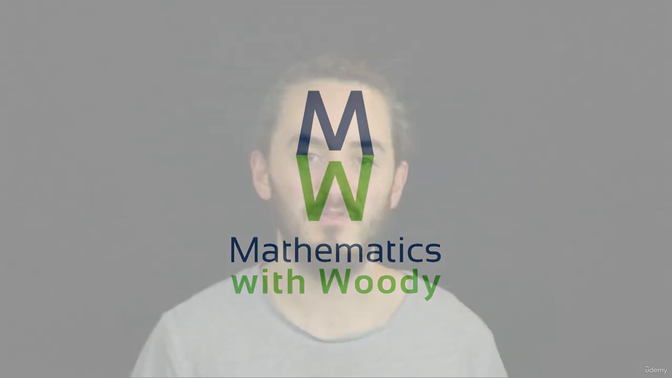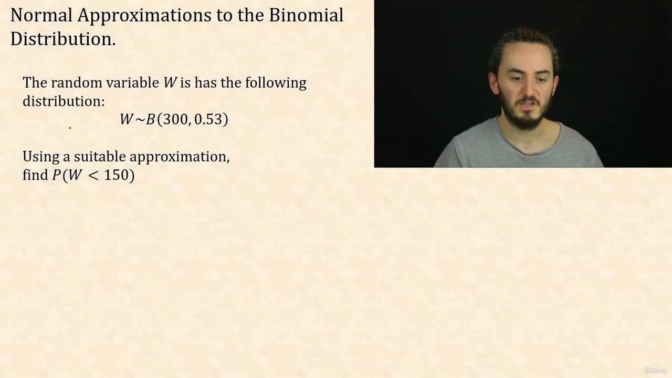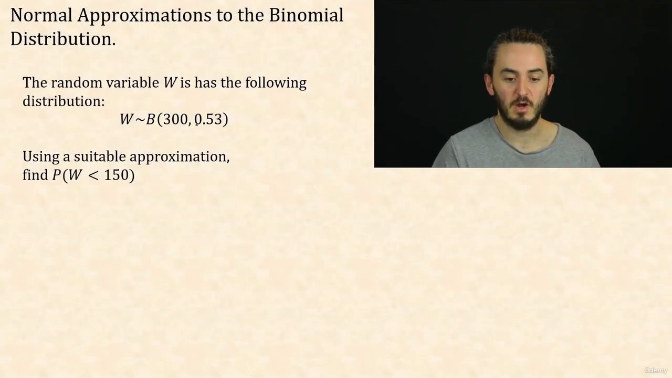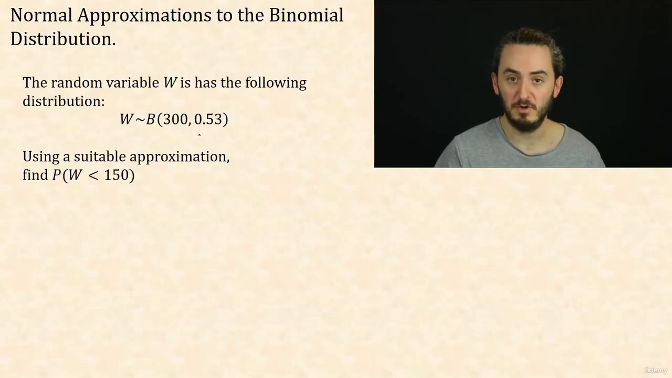In this video, we're just going to have a look at a whole bunch of examples of using the normal distribution to approximate the binomial distribution. Let's take a look. Okay, so this question says, the random variable W has the following distribution. W is binomially distributed, there's 300 trials, and p is 0.53.